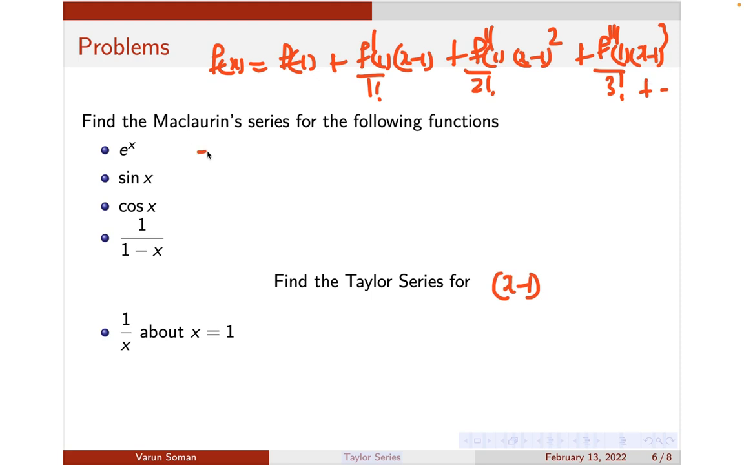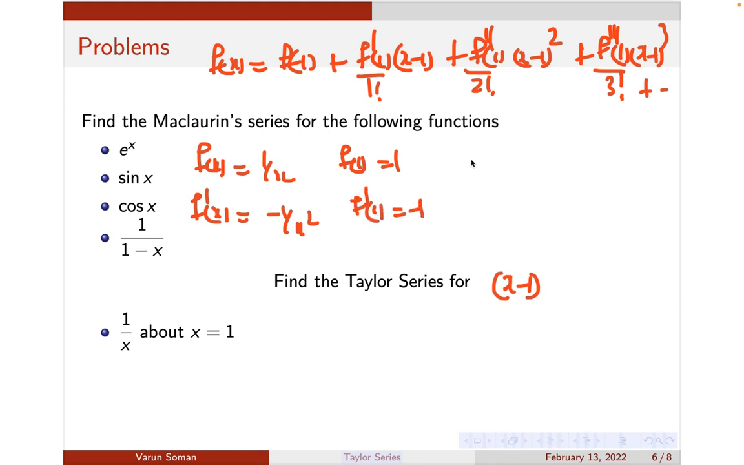Your f of x is 1 by x, so your f of 1 is 1, and what is your f dash of x? F dash of x is minus 1 by x square, so f dash of 1 is actually minus 1. And what is your f double dash of x? F double dash of x is actually, f dash of x is actually minus x raised to minus 2.